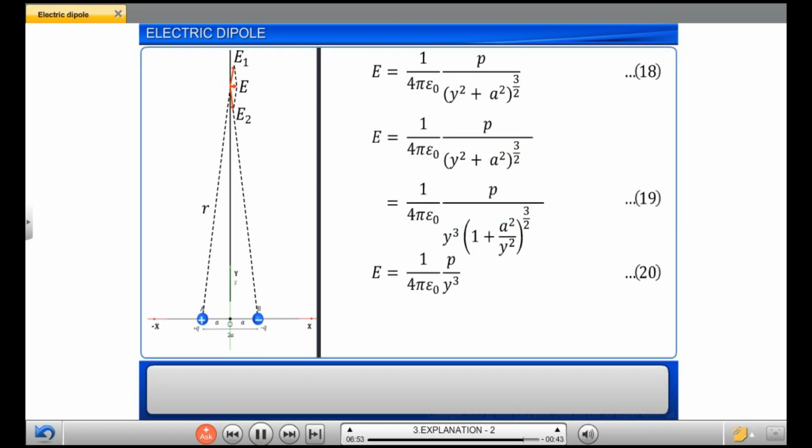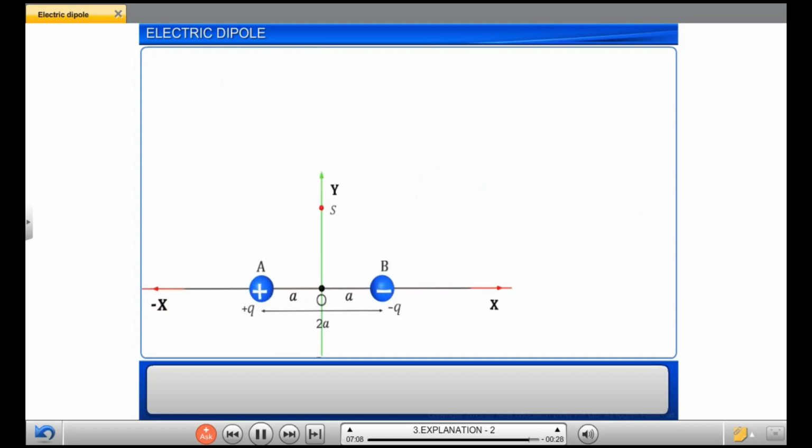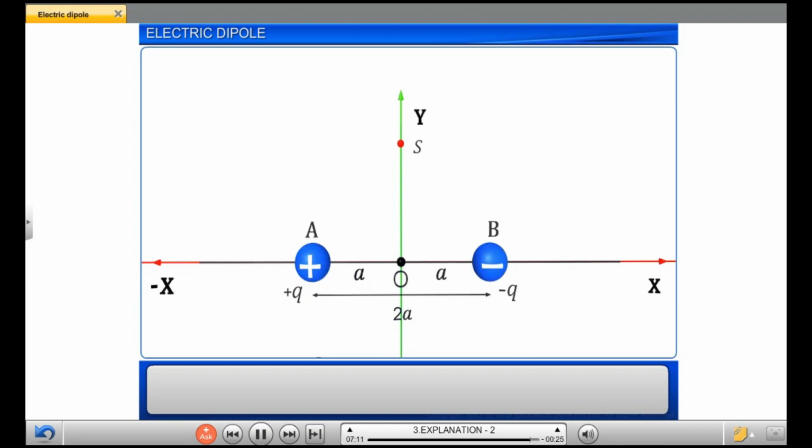In vector notation, electric field strength E can be expressed as shown in equation 21. The minus sign is used since the electric field strength E is opposite to the direction of the unit vector P cap. For a given dipole, the magnitude of the dipole moment P is constant. From the expression of the dipole moment, we get charge q is equal to P by 2a. Hence, as the length of dipole 2a tends to 0, the magnitude of the charge q tends to infinity, so that the dipole moment P is equal to 2aq becomes finite.